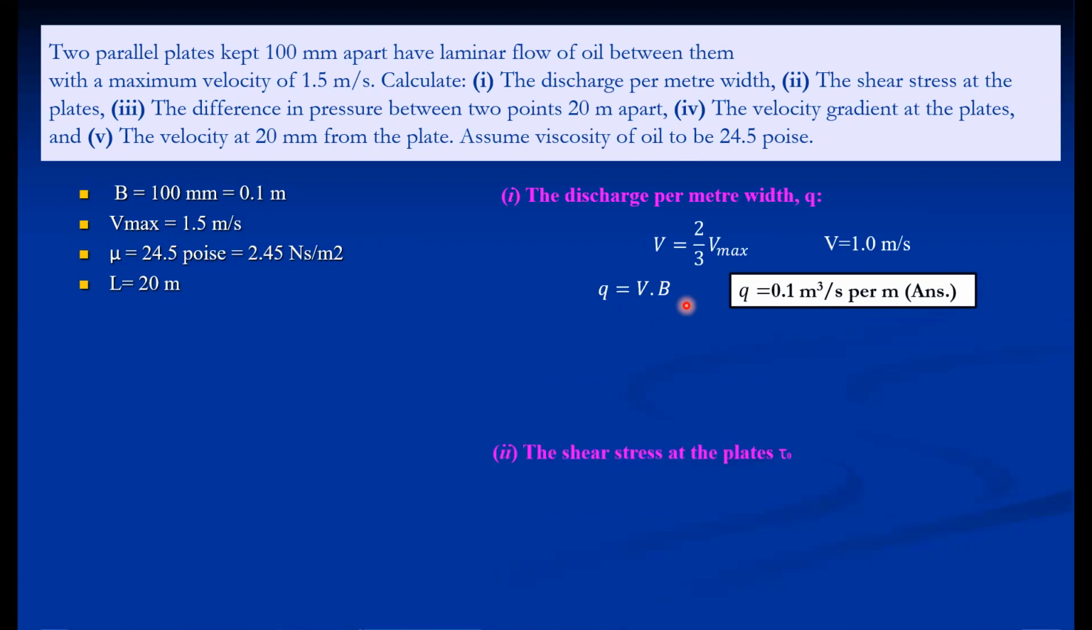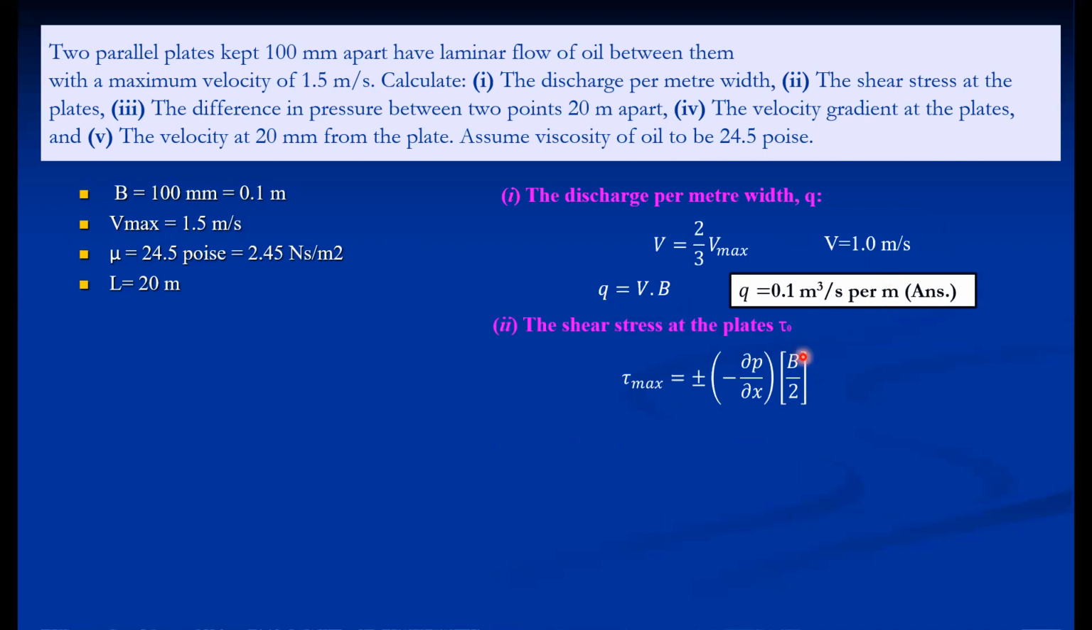Then the shear stress at the plates, that is tau max. If we know the expression of local velocity, then we can convert that local velocity into maximum velocity. So this is the expression of tau max: plus minus delta p by delta x, b by 2. So b is known to us. Delta p by delta x is still not given.